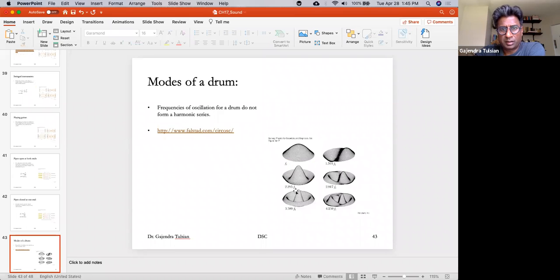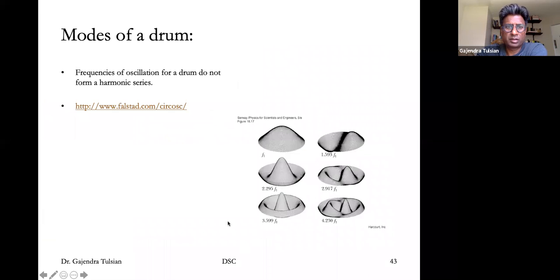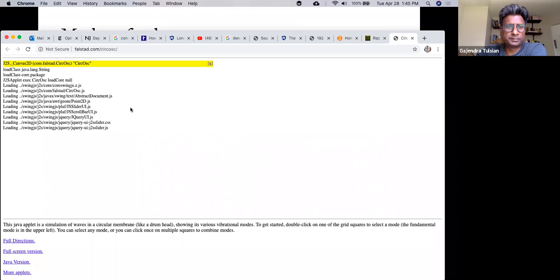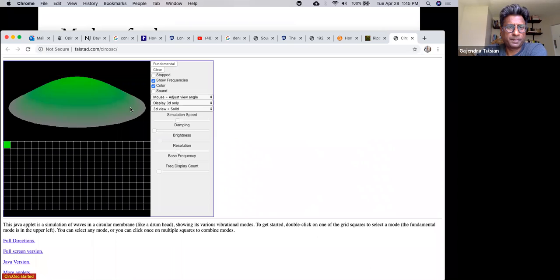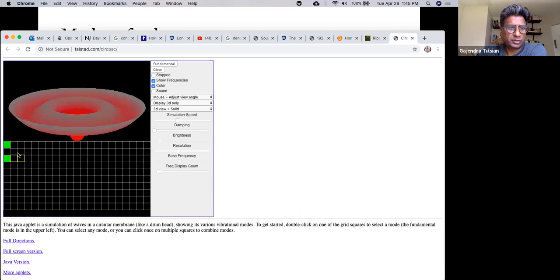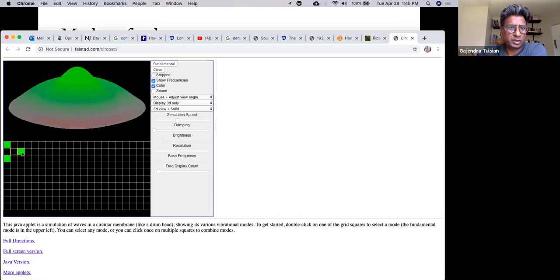All right. Here is a drum head, and I believe I've shown you this before, but let's look at this simulation again. So this is how a drum head vibrates, and if you hit at different locations of the drum head, you set up different vibrations. So that's how a drum head vibrates.